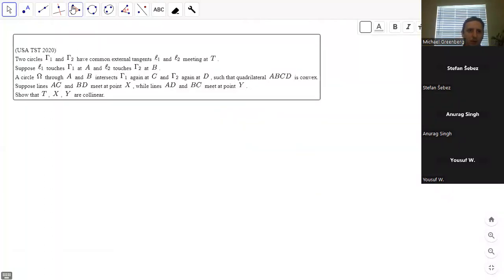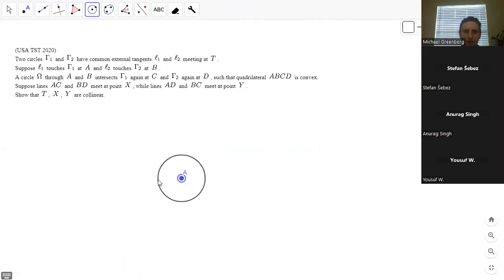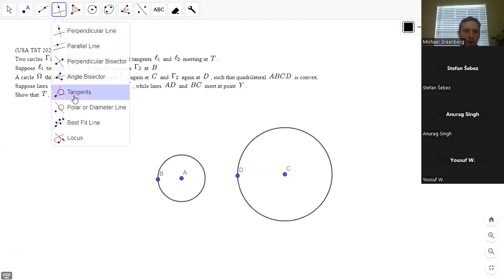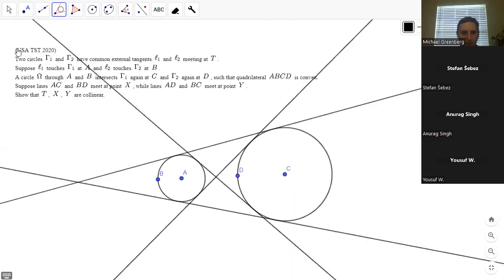Let's see. So I kind of like common external tangents like that. Yeah. So I feel like there's not that many problems with it, but it's often interesting. Okay, so we have common external tangents that meet at T.